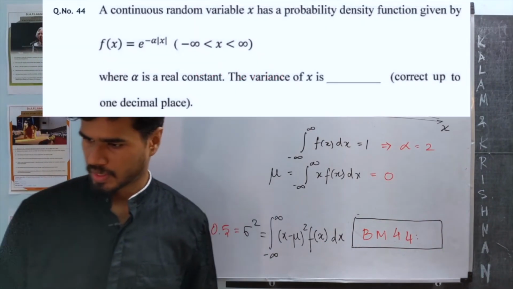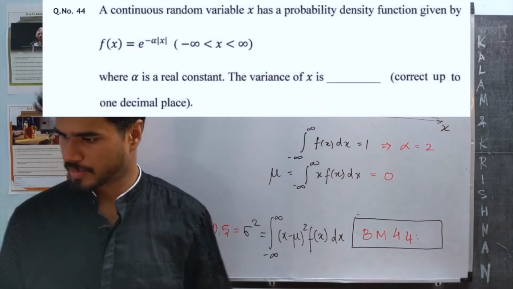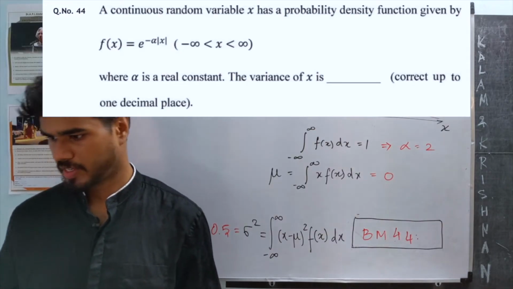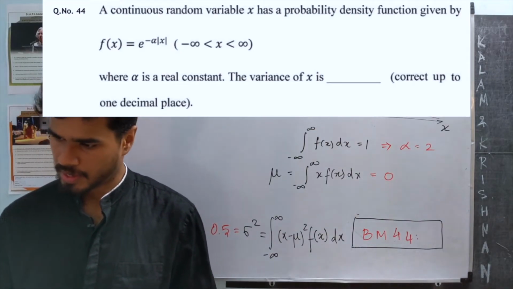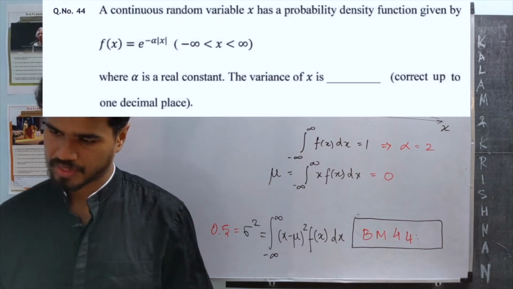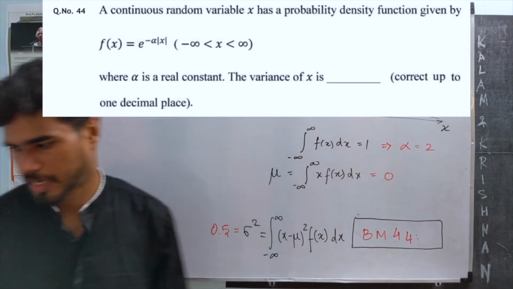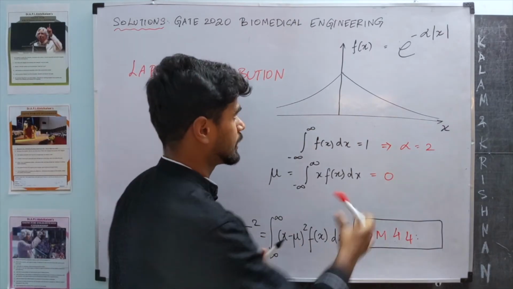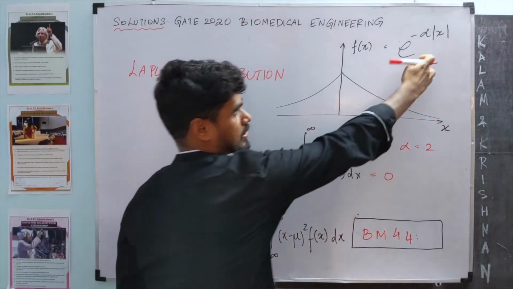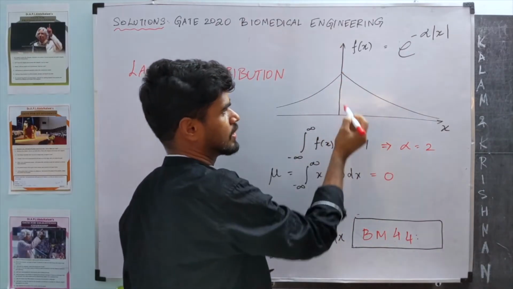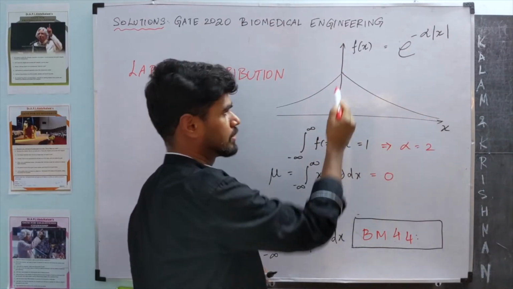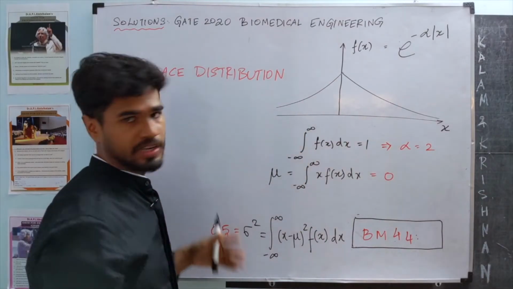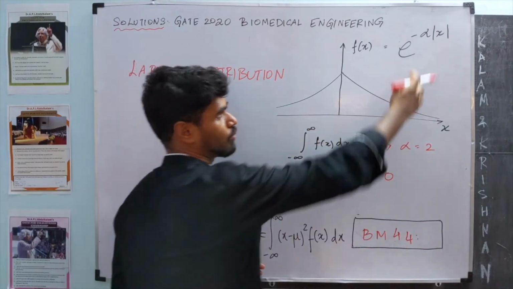44th question. The continuous random variable x has a probability density function given by f of x is e power minus alpha mod x from minus infinity to infinity, where alpha is a real constant. The variance of x is dash, correct up to 1 decimal place. Okay, so we are given a probability distribution function. First thing to notice is that it's symmetrical about the y-axis, and it drops exponentially from both the sides. A straightforward approach to do this is to first find what this constant is.